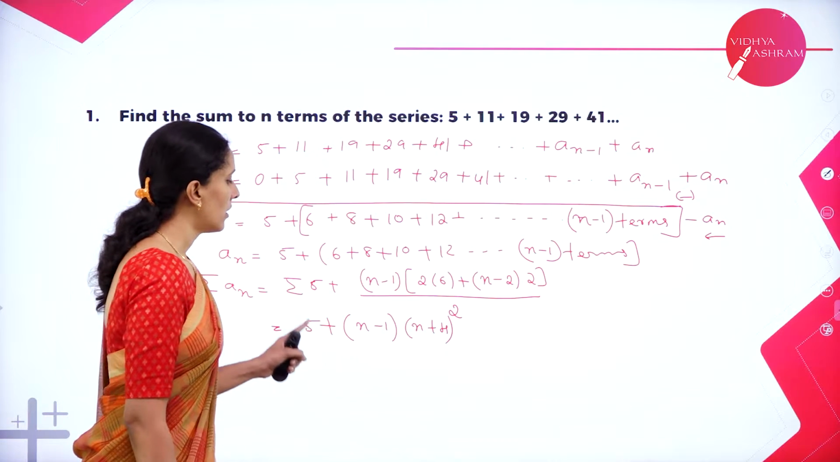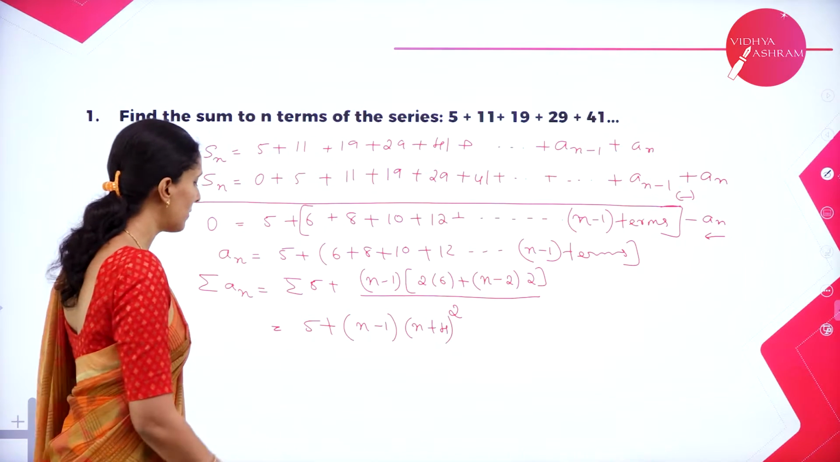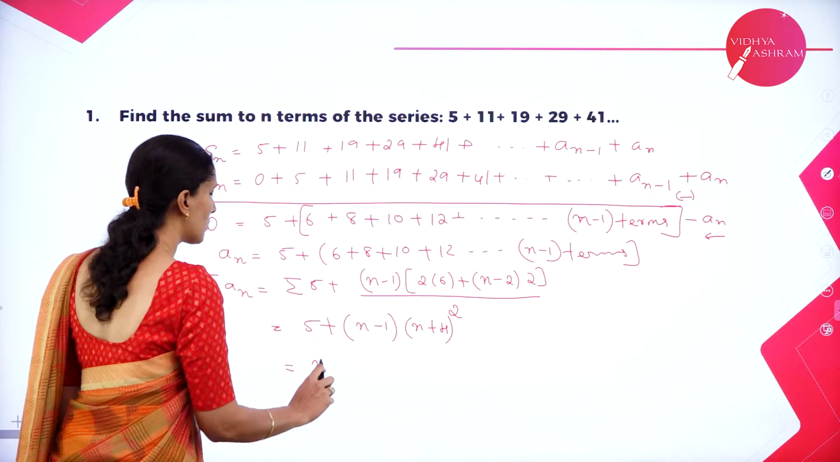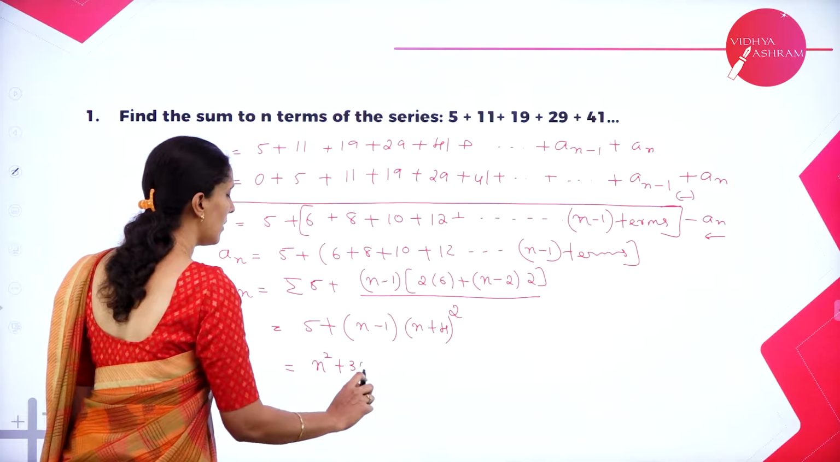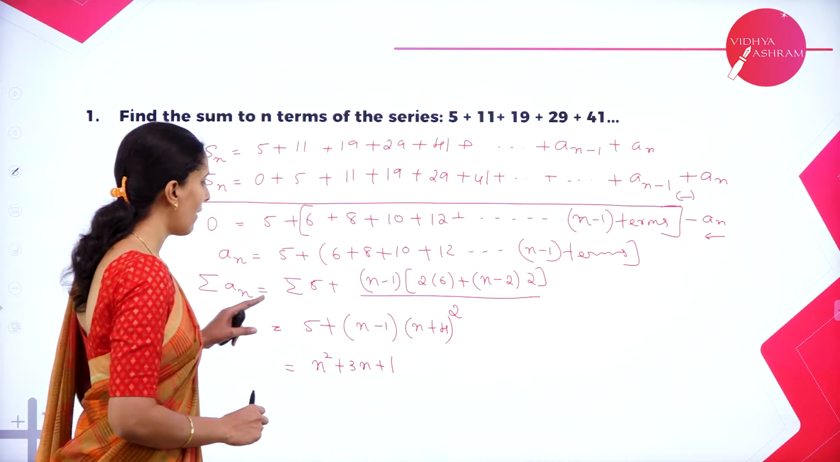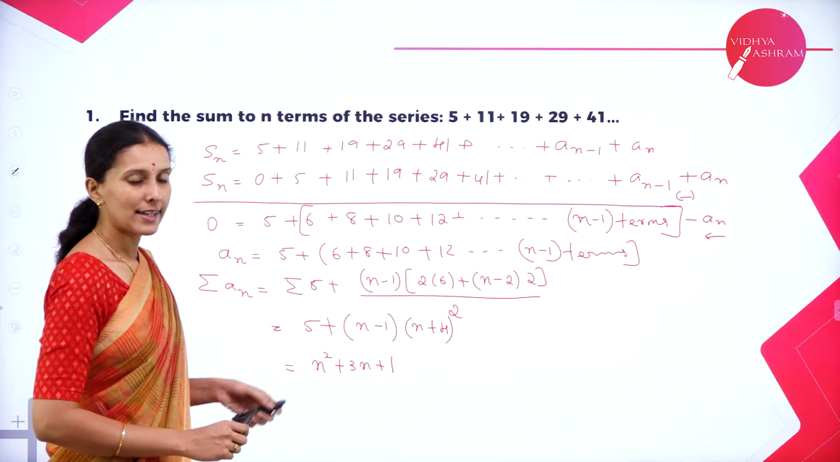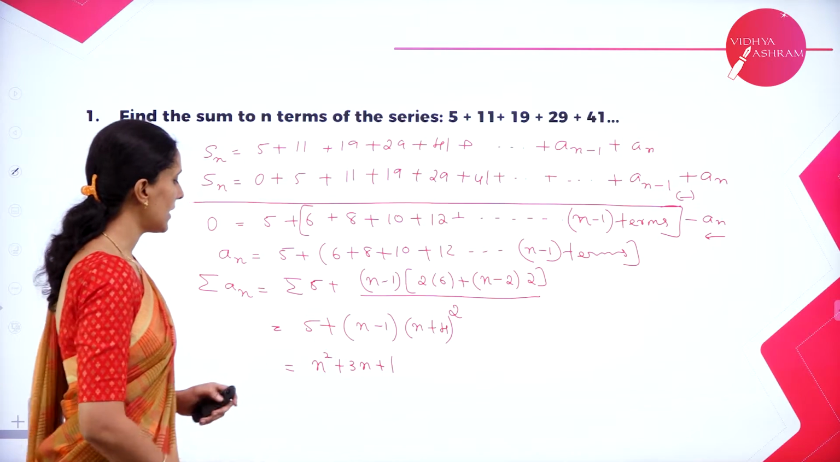So, again, by multiplying this and adding 5, we will get the term as n square plus 3n plus 1. So, this is what we got now. We have got the series in this form now. So, let's take this as the nth term and apply the Sn here.